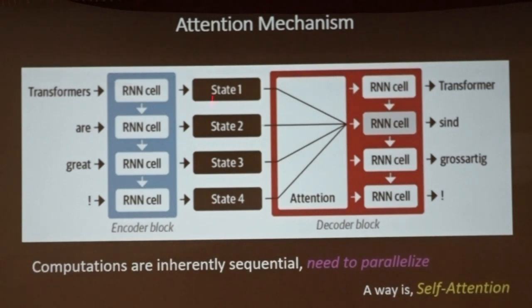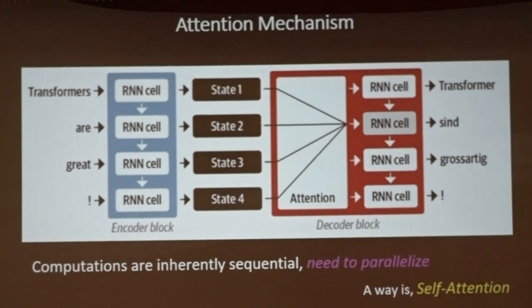Am I clear? But what is the problem here with using this attention mechanism? Look at this architecture. In the encoder block or decoder block, still what I am using is RNN cells. So operations are going on sequentially, but I want these to be parallelized because my computations are increasing when I am trying to train the RNN networks. I wanted to get rid of this problem right now. Getting clear?